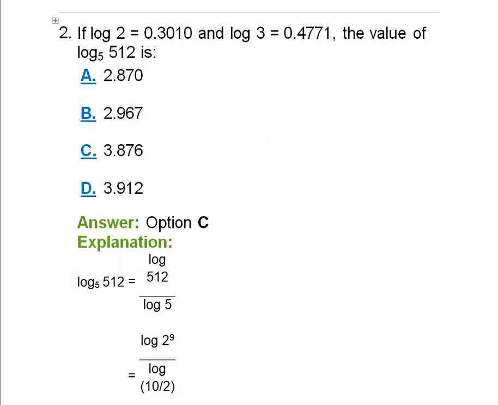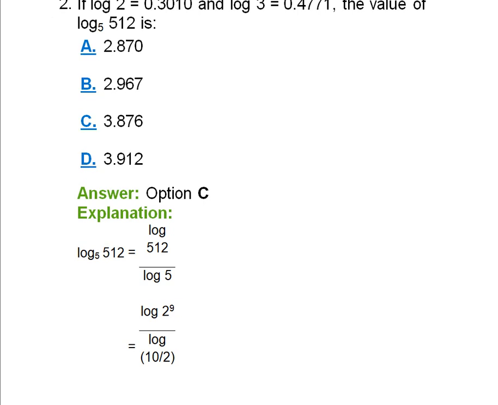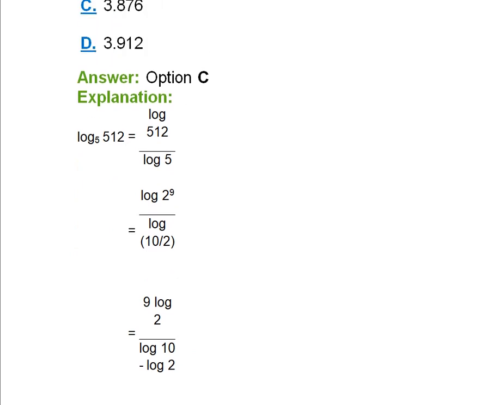Moving on to further questions. If log 2 is equal to 0.3010 and log 3 is 0.4771, so what is the value of log 512 to the base 5? Okay, so log 512 to the base 5 can be written as log 512 divided by log 5, and 512 can be written as 2 raised to the power 9, and 5 can be written as 10 divided by 2. Now you can write log 2 raised to the power 9 as 9 log 2, and log 10 by 2 can be written as log 10 subtracted by log 2.